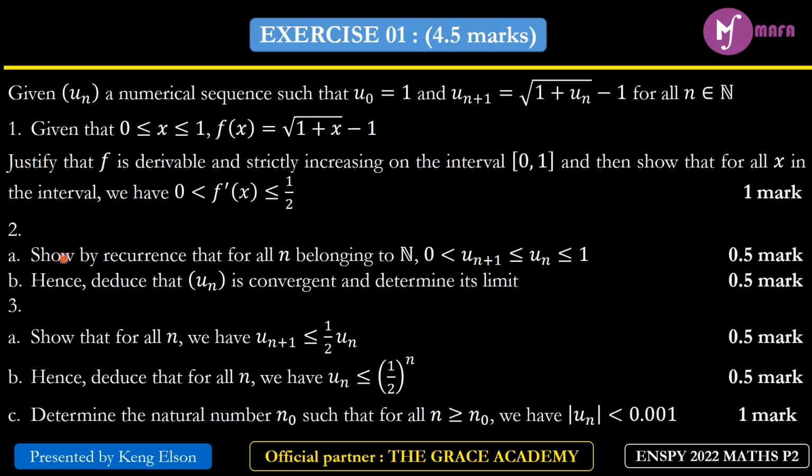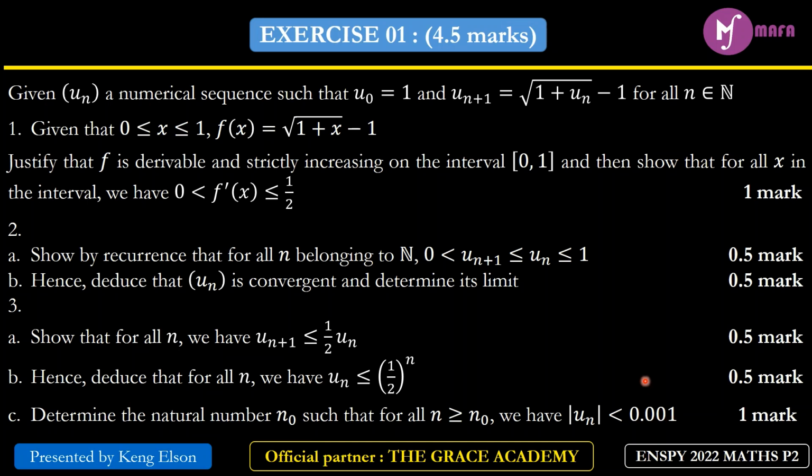Question 2: a, show by recurrence that for all n in the set of natural numbers, 0 is less than u n plus 1, less than or equal to u n, less than or equal to 1, 0.5 mark. B, hence deduce that u n is convergent and determine its limit. Question 3a, show that for all n we have u n plus 1 less than or equal to half u n. Question b, hence deduce that for all n we have u n less than or equal to half raised to the power n. Question c, determine the natural number n0 such that for all n greater or equal to n0 we have that the absolute value of u n is less than 0.001.